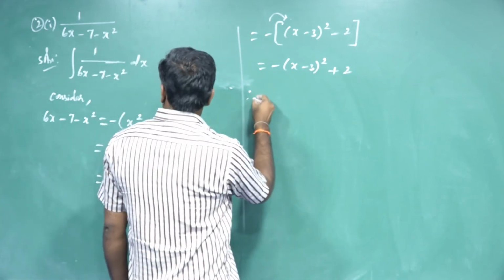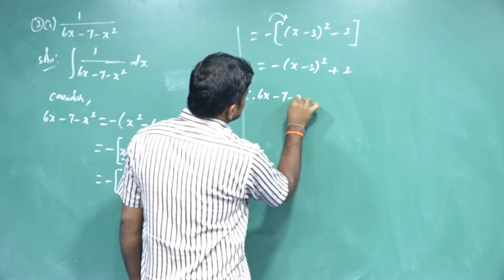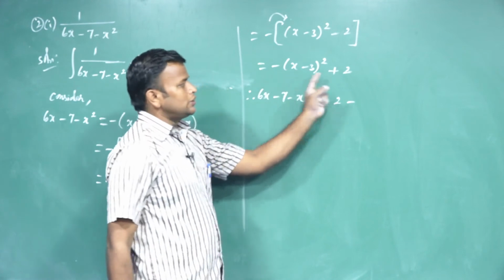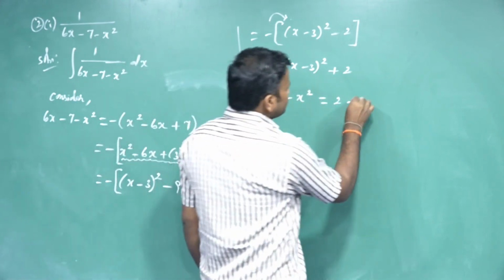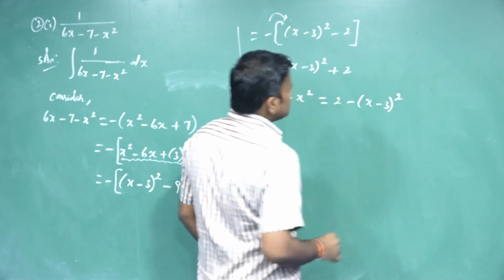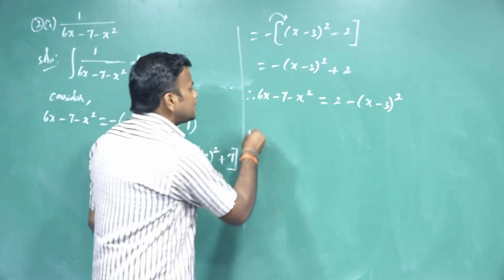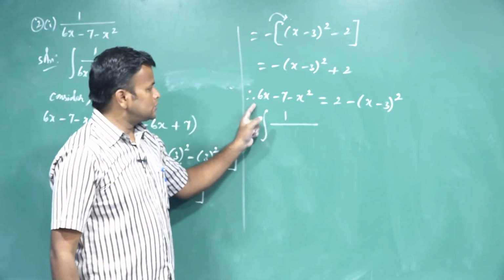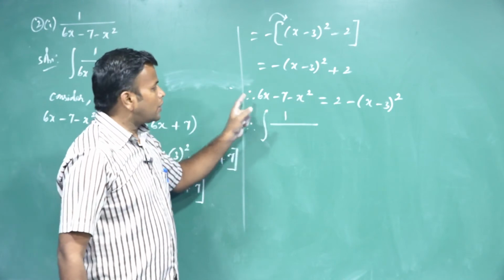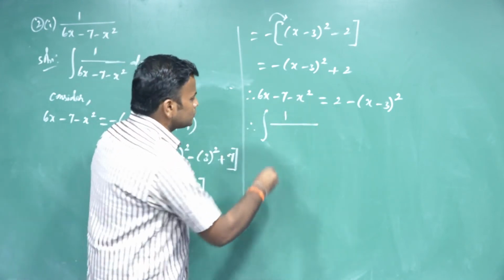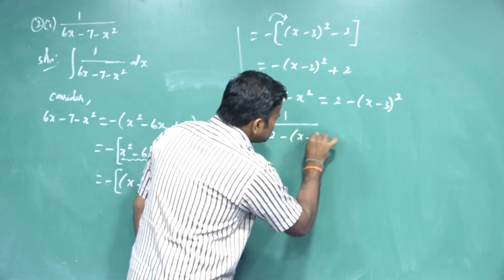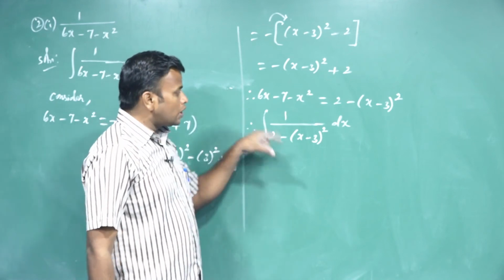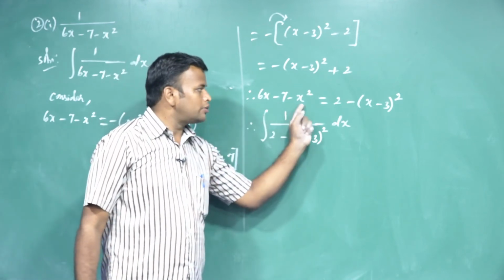Therefore, 6x minus 7 minus x square is of the form: first I write the positive term, 2 minus of x minus 3 the whole square. Now I write that value in the given integration. Integration of 1 divided by, actually it is our given sum, 6x minus 7 minus x square. Now we converted the term as 2 minus of x minus 3 the whole square into dx. Now we come to one formula shape. Actually a quadratic polynomial is given.